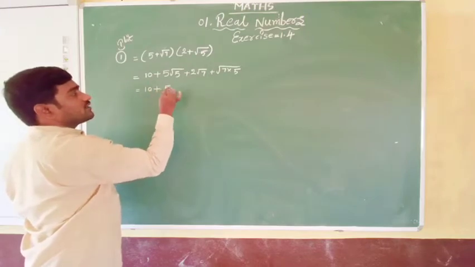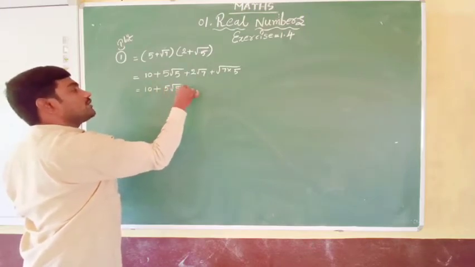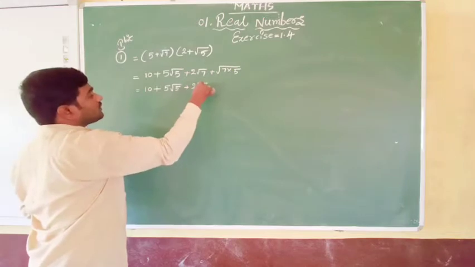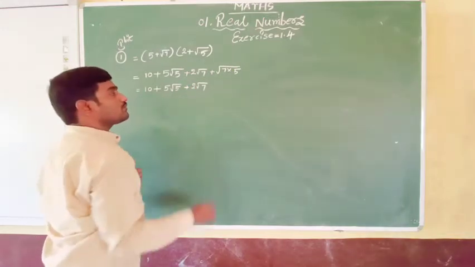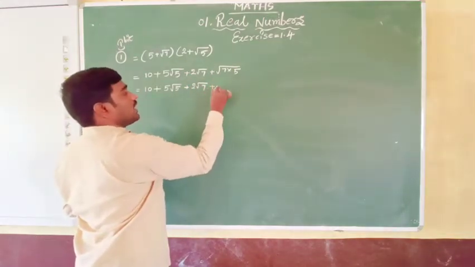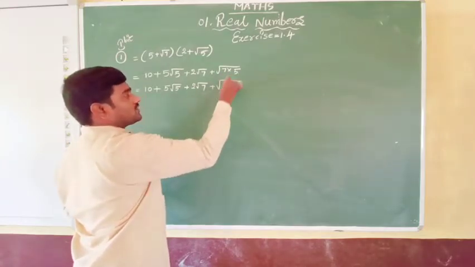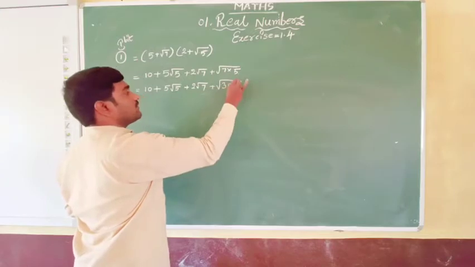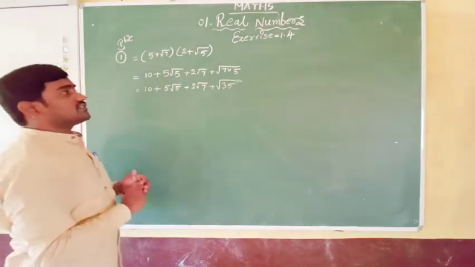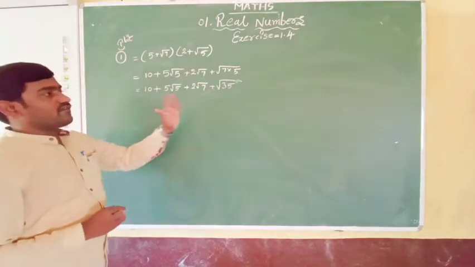This we cannot do anything with. So we write 5 root 5 plus 2 root 7. This also cannot be simplified. And here, root of 7 into 5, 7 fives are 35. So in this way we can write it now. This will be the final answer.